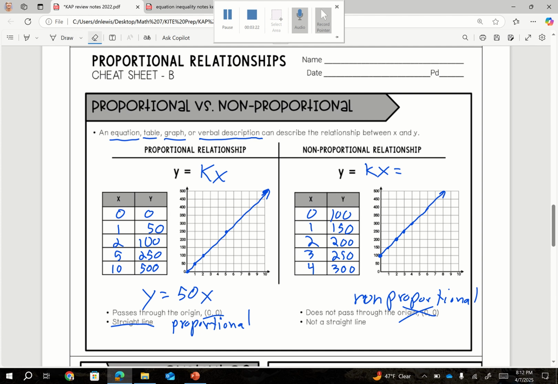So we'll show that as y equals kx plus b. And b is whatever our y is when x is 0. So if we look at our starting point right here, x is 0, y is 100. Our b in this situation is 100. So we'd say y equals 50x, because I am moving by 50 for every 1x, and I put plus 100 because I start at 100 right here.